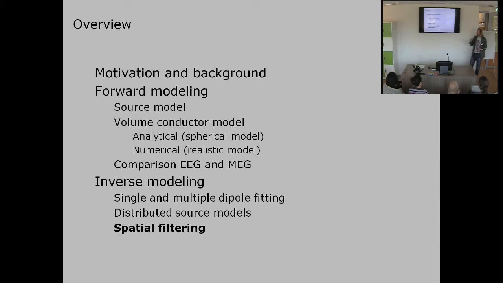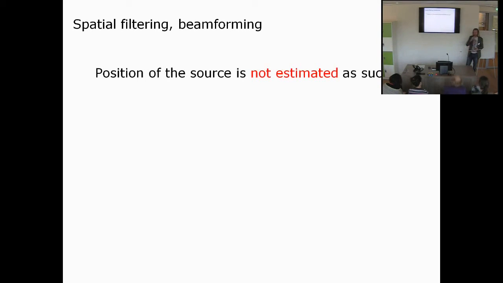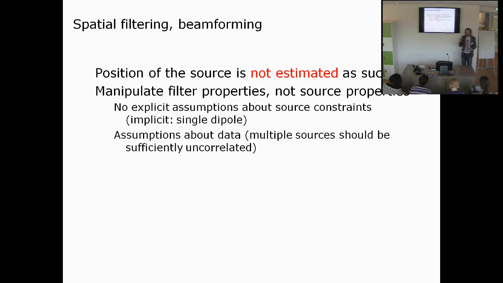The final family of source reconstruction methods that I want to deal with is spatial filtering, and I will only deal with this relatively shortly. Beamforming is the most popular version of spatial filtering. We don't estimate the position of the source as such, but we manipulate the filter properties, not the source properties. Rather than making an explicit assumption about the source, we make an implicit assumption that the source can be explained with a single equivalent current dipole. And we make assumptions about the data: there can be multiple sources present, but if they are sufficiently uncorrelated, then we can come up with a method for estimating each source separately.